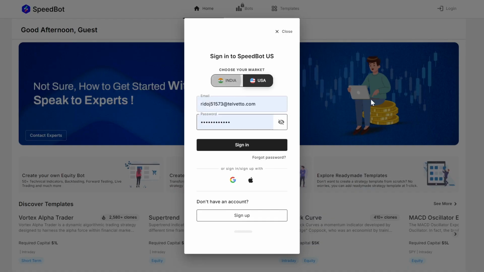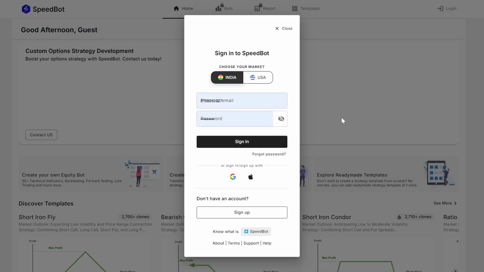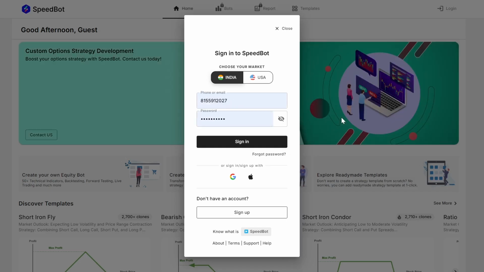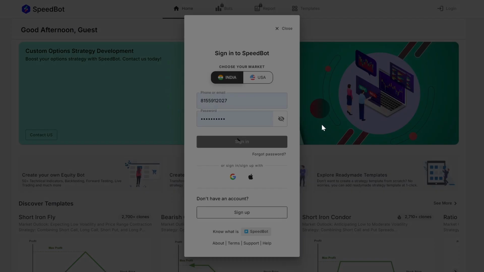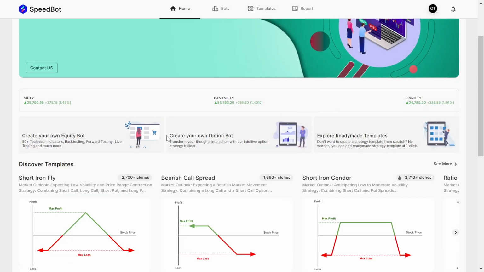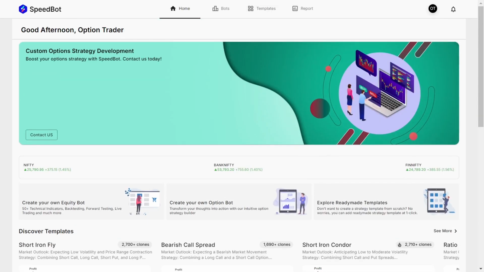Let me go on to the Indian segment. Perfect. Let's take one last question and then we'll wrap this session up. Does SpeedBot offer forward testing for practice?